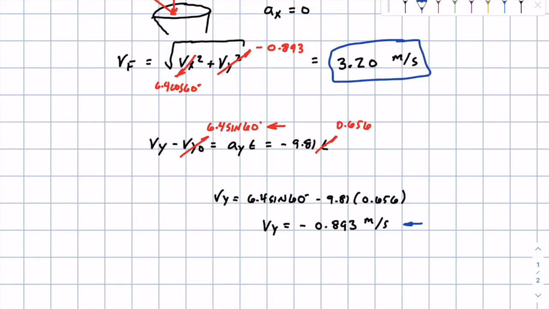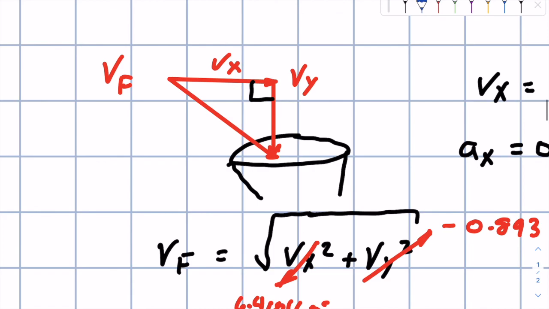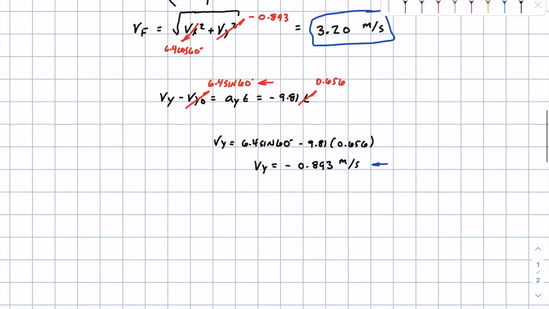Whoa, that was fun. See, it wasn't that bad. And if you wanted to, you could do the tan inverse. So like here's theta. If you were to do the tan inverse of Vy over Vx, you would be able to solve for the direction of the impact velocity. And this would be in the clockwise direction with respect to the horizontal. I'll let you figure that out.